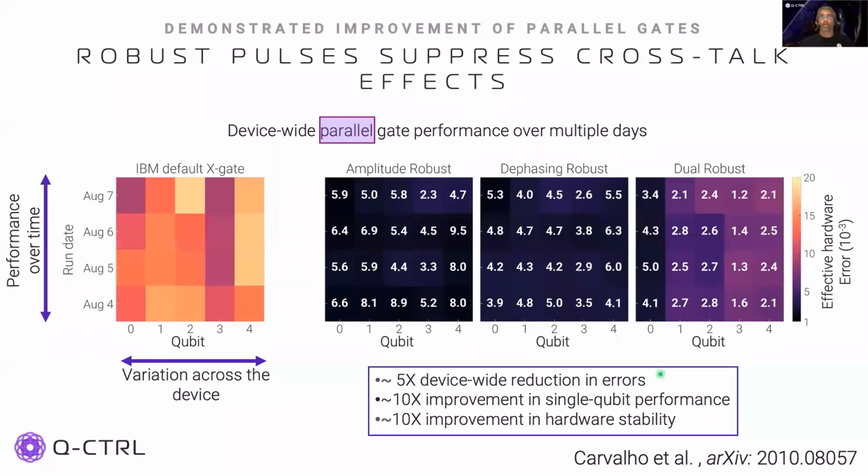The robust pulses provided a 10-fold improvement in hardware stability over time and across the device, as well as a 10 times improvement in single qubit gate performance.